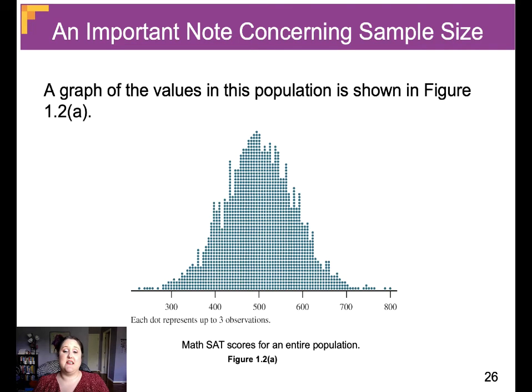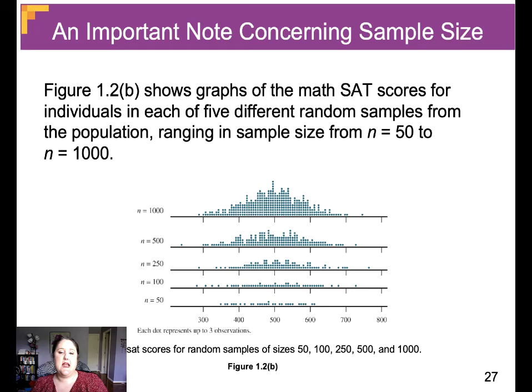So here we have the entire population of SAT scores for seniors in California. This includes every senior who took the SAT. And you will note, just so that this graph was a little bit easier to see, each dot is going to represent 3 observations. But now I want you to take a look at what happens when we take samples.